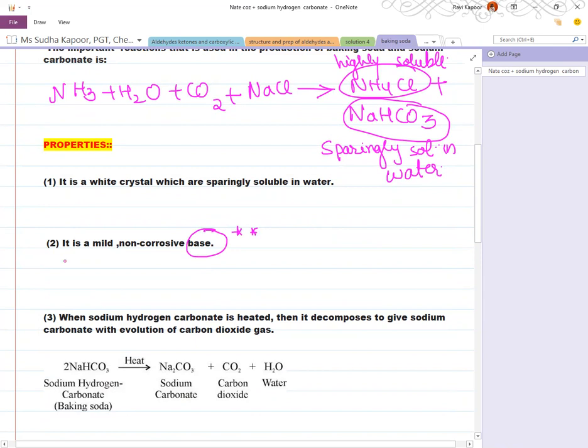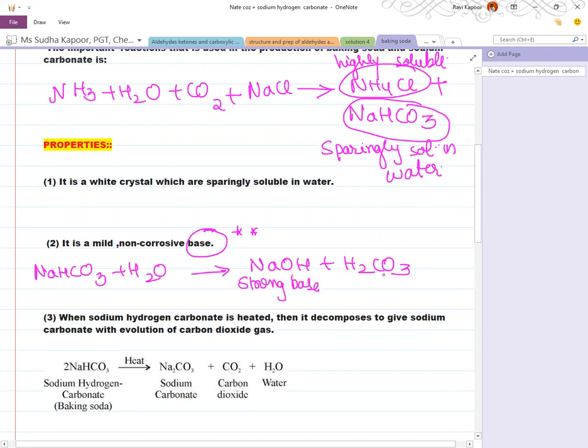Baking soda is basic in nature. When baking soda is mixed in water, it results in the formation of NaOH along with H2CO3, that is, carbonic acid. NaOH is a strong base while carbonic acid is a weak acid. So the overall effect is that the solution formed when baking soda is mixed in water is basic in nature.